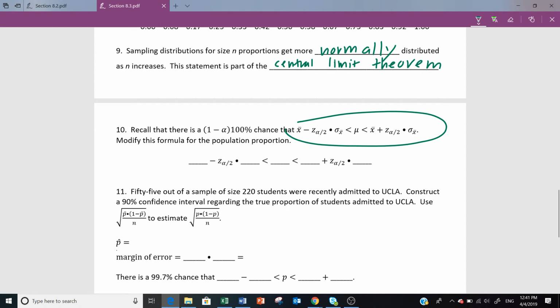Let's modify the confidence interval formula for the proportion. We're now going to make it for the proportion. Let's see if we can change these symbols to modify them for the proportion.